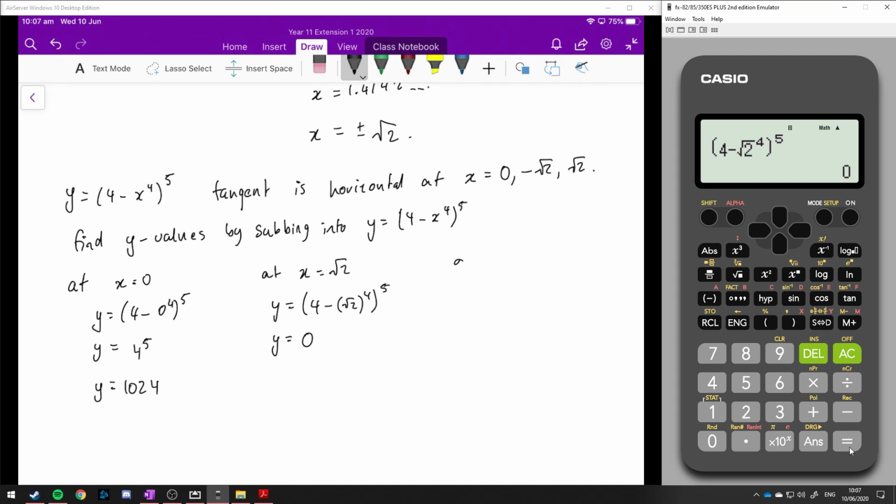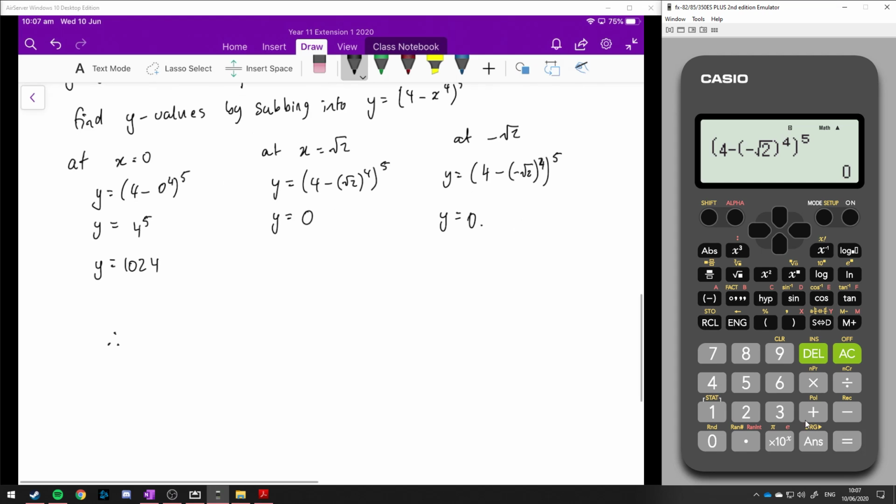And our third one is at negative root 2. Okay, y is equal to 4 minus the negative root 2. Remember to put this in brackets this time, otherwise it's not going to do it properly. So we're going to go minus the square root of 2 to the power of 4, and that one's also equal to 0.